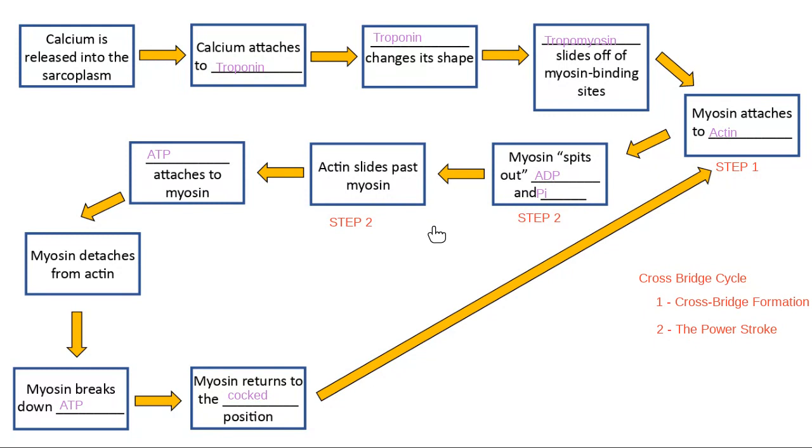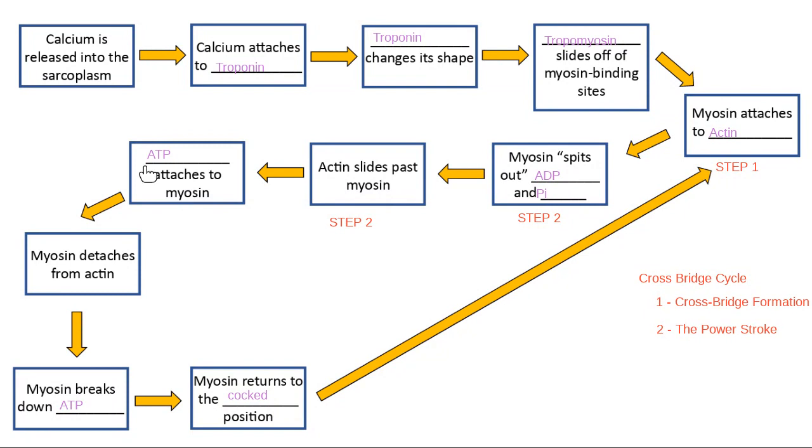Two things happen in the power stroke. First, myosin gets rid of its junk. Second, that allows it to change its shape and pull actin along with it. So both of these steps here are part of that power stroke stage of the process of muscle contraction.